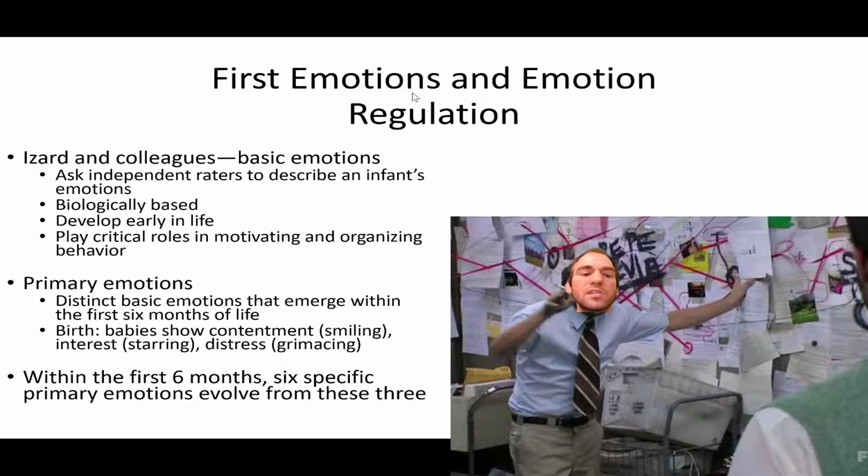Primary emotions are distinct basic emotions that emerge within the first 6 months of life. At birth, babies show contentment, smiling, interest, staring, distress, grimacing. Within 6 months, 6 basic primary emotions evolve from these 3. So the idea here is that there are 3 primary emotions that emerge very early in the developmental process of infants, and these are proposed to be biologically based, and they serve a critical role such as motivating and organizing behavior within children.